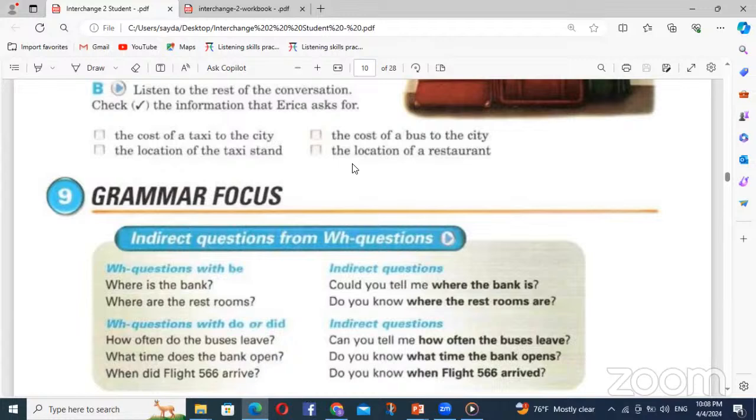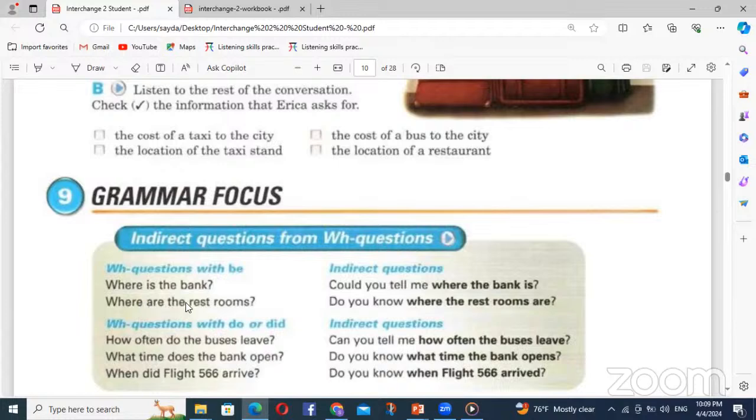Okay, as you see, this is what we call indirect questions. Indirect questions are a form of the question. It is a question, but in a different way. How do we use it? We started with the WH question. Where is the bank? We use the WH word first, then the helping verb, and then the subject.